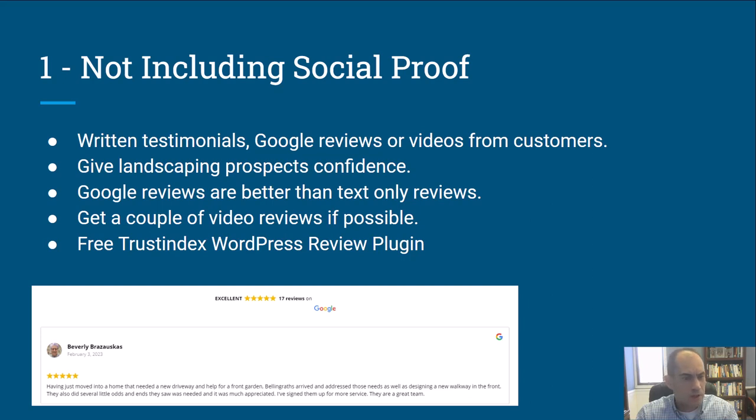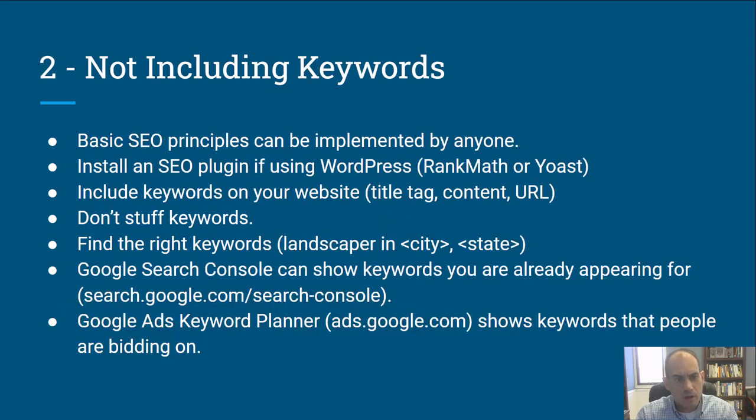If you're using WordPress, there's a great review plugin called Trust Index that you can use to embed those reviews from Google on your website. They have a free and a paid version. I typically just use the free version, and it works just fine. It's a great way to showcase the reviews and also show that they come from Google, because it'll be viewed by people as being more trustworthy if they're verified reviews that are on Google.